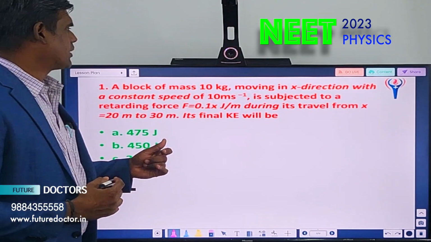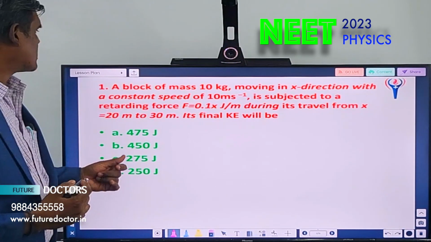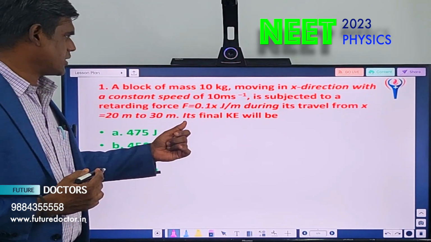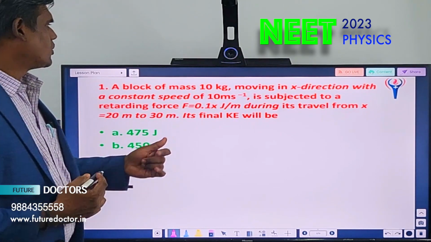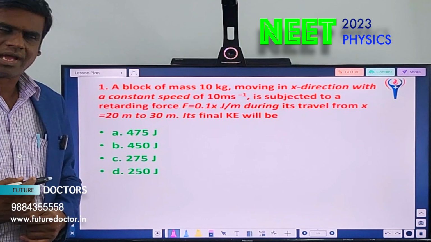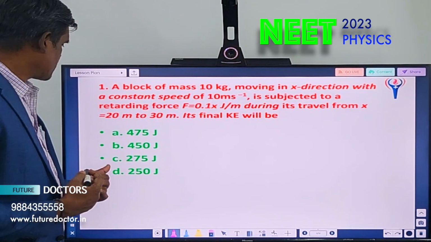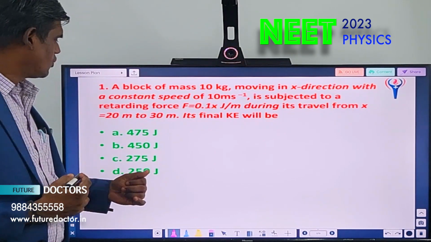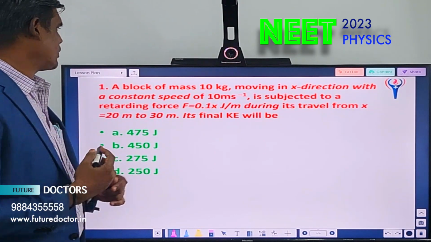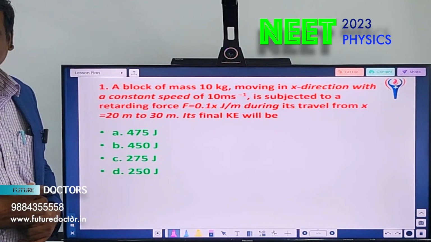A block of mass 10 kg moving in x direction with a constant speed of 10 meter per second is subjected to a retarding force of F equal to 0.1 x joule per meter during its travel from x equal to 20 meter to 30 meter. Its final kinetic energy will be dash. Option A, 475 joules. Option B, 450 joules. Option C, 275 joules. Option D, 250 joules. Here you should know the relationship between work, force, and the kinetic energy formula. By knowing the relationship, you will solve this question.